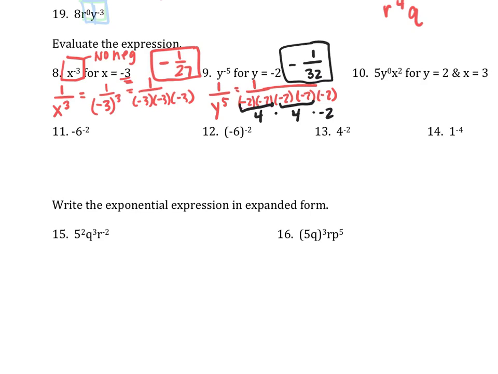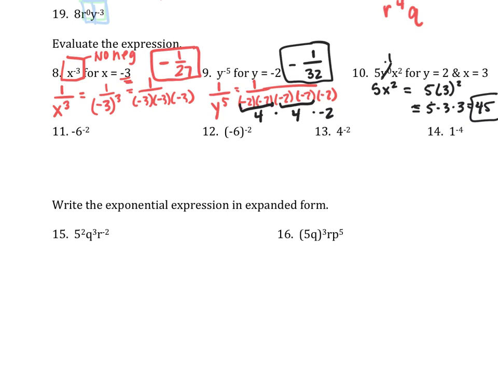On number 10, y to the 0 becomes 1. So 5 times 1 is 5. And then we just have to replace the x with the 3. So we'll get 5 times 3 squared. That means 5 times 3 times 3, which gives us 45.